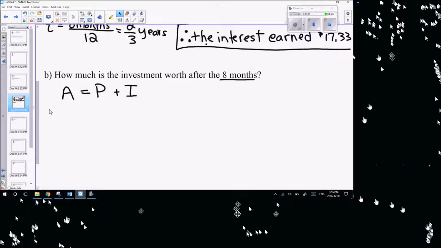And because it's asking after the 8 months, we've already calculated that I value, which was in part A, and our principal amount, that was 500. So we do 500 plus our interest, which was 17.33. So we get that our current investment is worth, when we add them up, 517.33. And again, because it's a word problem, all of our finance questions are going to be in terms of word problems. So we need to always have therefore statements in this unit.